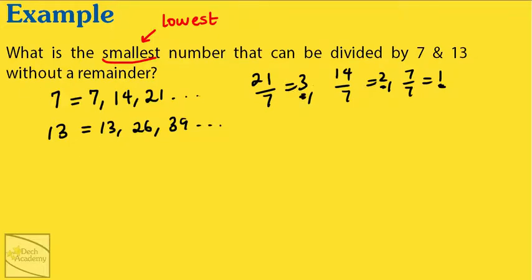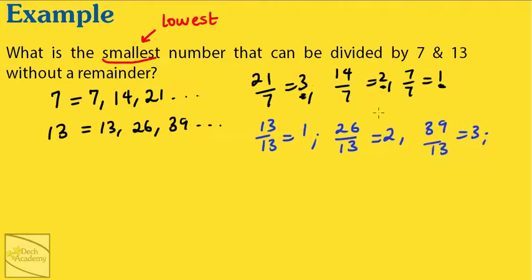The same thing here. Look at the multiples of 13. Divide 13 by 13. You get 1. There's no remainder. What's 26 divided by 13? It's simply 2. Again, no remainder. 39 divided by 13 is 3. There's no remainder. So what I need you to take away is that if you divide a multiple of a number by the number, there will be no remainder. So if you divide a multiple of 7 by 7, you get no remainder.